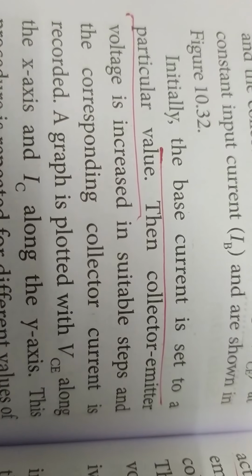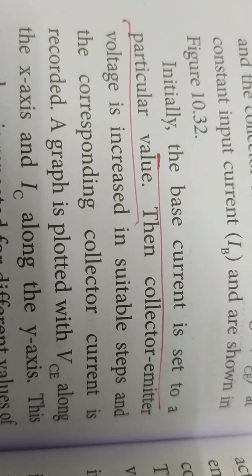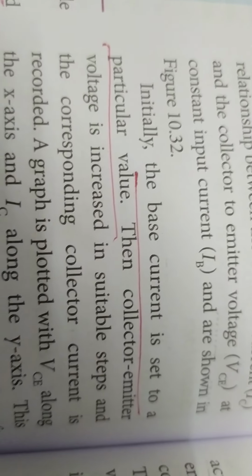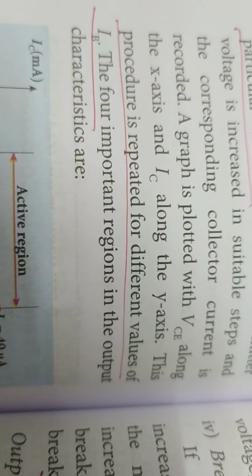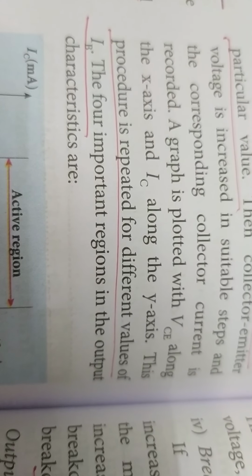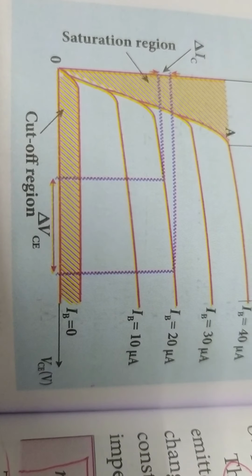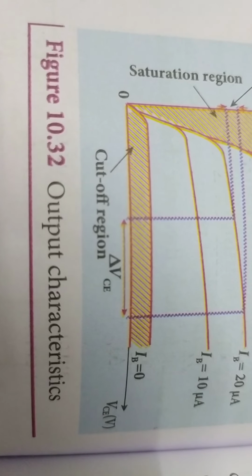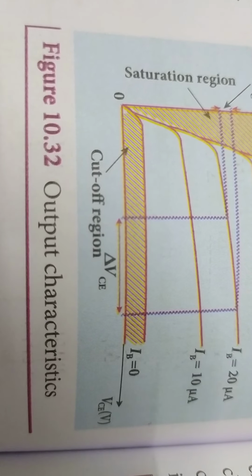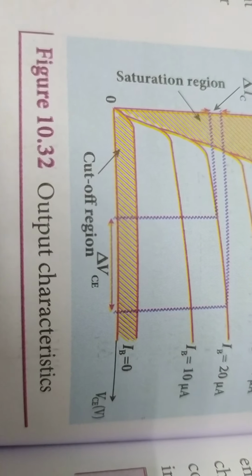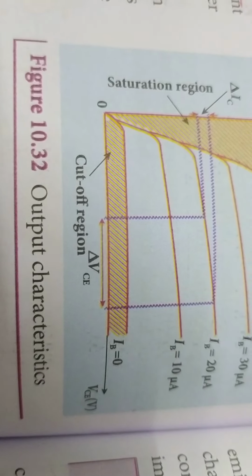So we have to set the base current to a particular value, that is 0, then 10, 20, 30 like that, and you have to draw different graphs for different values of IB, and you have got 4 important regions here. That is, below the curve IB equal to 0, you are having the cutoff region. That is, even if the base current is 0, you are having some collector current. This is due to the minority charge carriers.